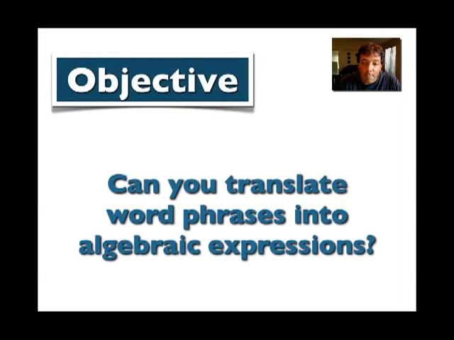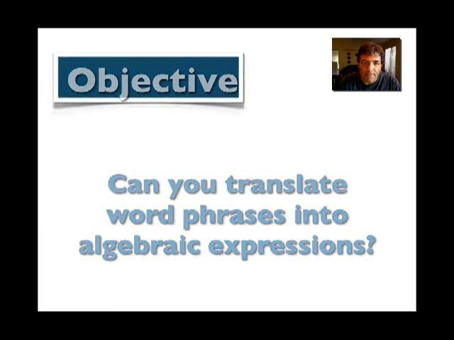Can you translate? That means can you change word phrases into algebraic expressions? That means can you take a word problem and write it into symbols like 2x plus 4 or something like this, okay? So we're going to start by going over some important terms.